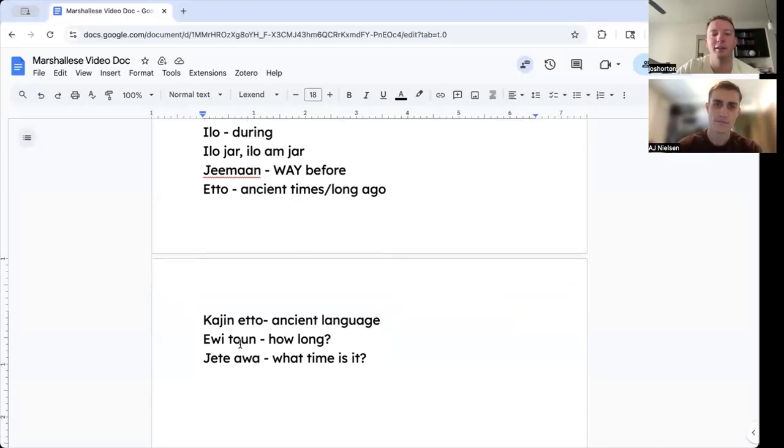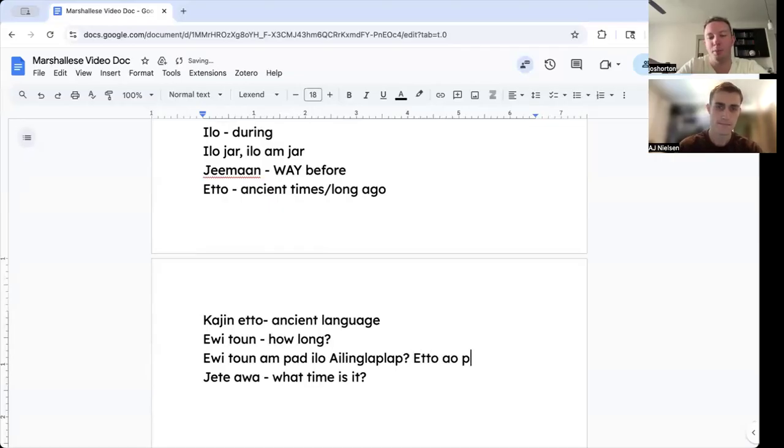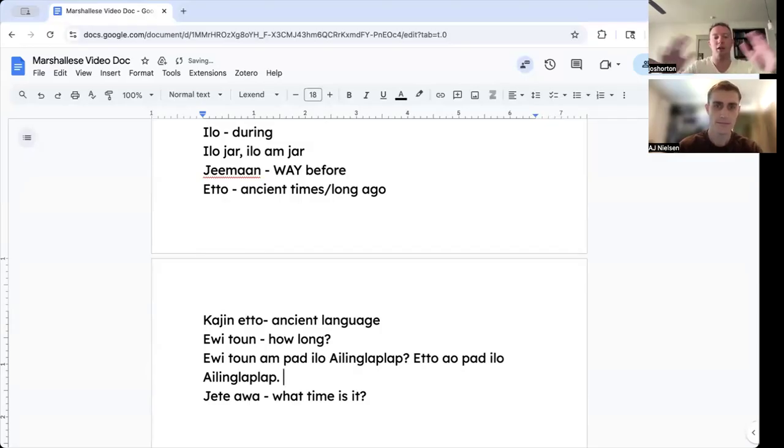Yeah, so let's go to Ewiton for a second. This toe and this toe are related. It's like length, like how long is it? So Ewiton, let's say Ewiton bed Ilo Island Lapalap. We could say, eto Albed Ilo Island Lapalap. So it could even be like, it's been a long time of my staying at Island Lapalap. Or in English, we just say, I've been here for a while. So yeah, it can be that too, like ancient times or just a long time as well. Elukunto up at, it's been such a long time. So it doesn't necessarily mean ancient times.